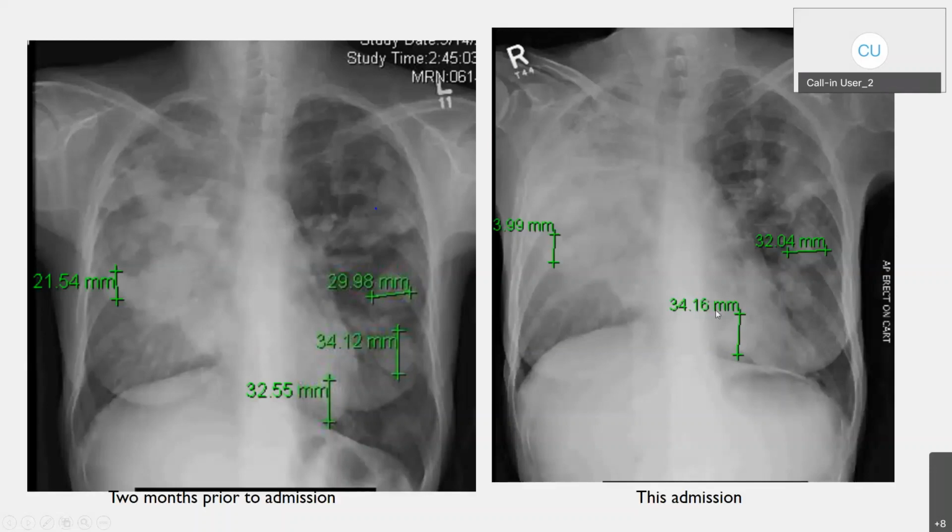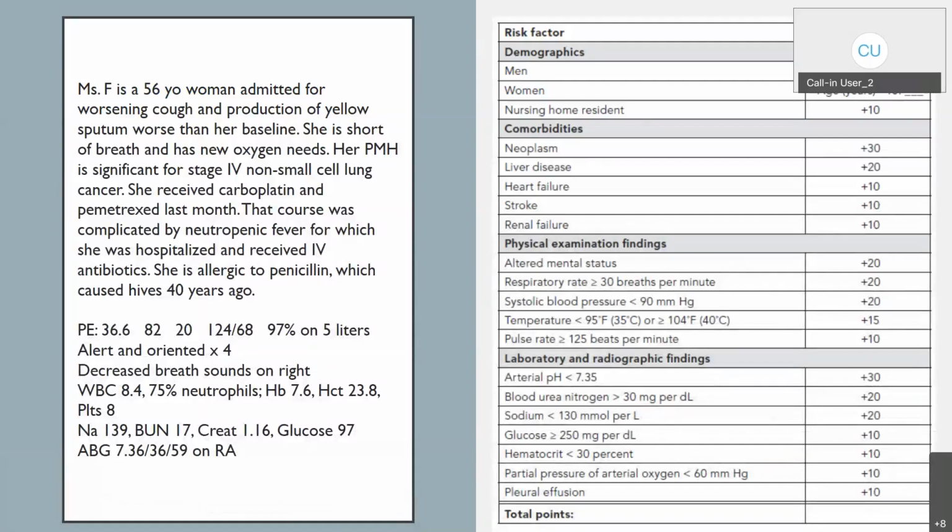Things to note here, obviously the little green crosses are a hint that the radiologist saw some nodules, probably consistent with her lung cancer. But she has infiltrates on both sides, which makes it multilobar. I hope you remember that from one of the lists that I've showed you. So let's do her PSI score.